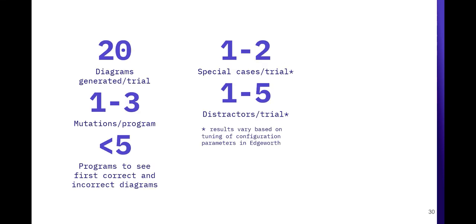Using Edgeworth, we generated batches of 20 diagrams for several of the 24 source problems. Edgeworth was allowed to make 1 to 3 random mutations per mutated program. Based on multiple trials per problem, we found that Edgeworth easily generates at least 1 correct and incorrect answer in less than 5 mutant programs. We were also able to generate 1 to 2 correct special cases and 1 to 5 distractors per trial, but it is important to note that in order to get these results, we had to be intentional about the statements of interest that we selected.